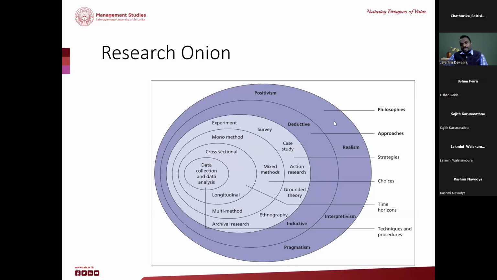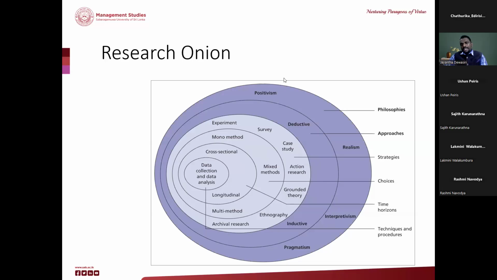When it comes to philosophies, that is essential. Philosophies explain how you see the world, and how it is related to your research, and also how knowledge is obtained. How you see the world is explained by ontology, whereas how knowledge is obtained is explained by epistemology. When it comes to how you see the world, we can see different philosophies here: positivism, interpretivism, pragmatism, and realism.